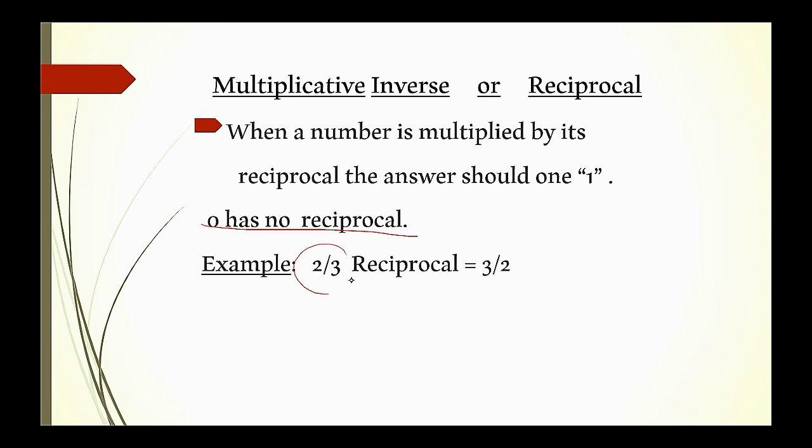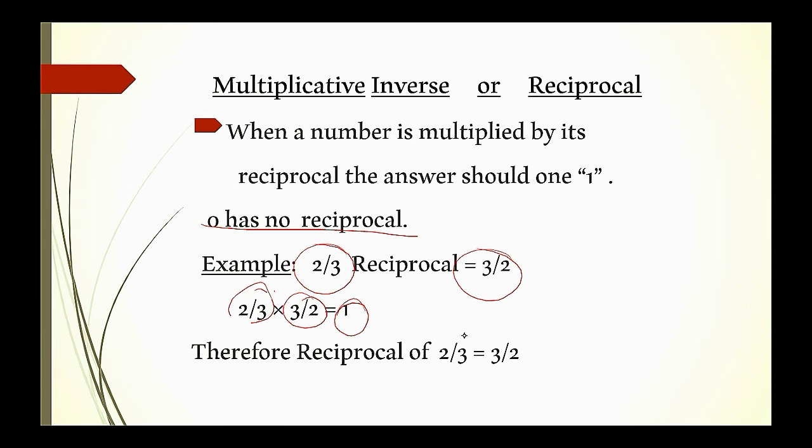2 by 3 is an example. The reciprocal of 2 by 3 is 3 by 2. What is the test to prove it? When I multiply a number with its reciprocal, the answer should be 1. When I am multiplying 2 by 3 with 3 by 2, the answer is 1. Therefore, the reciprocal of 2 by 3 is 3 by 2.